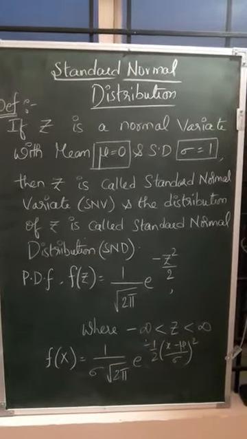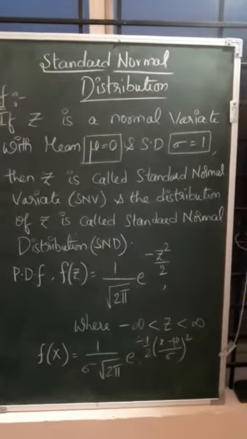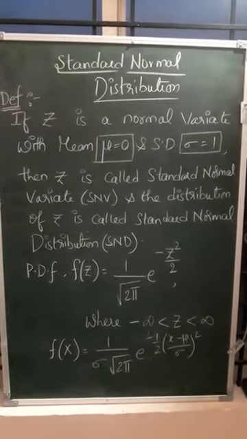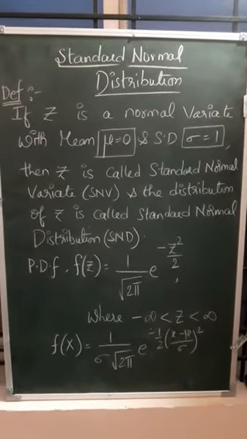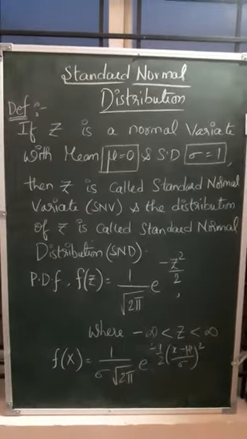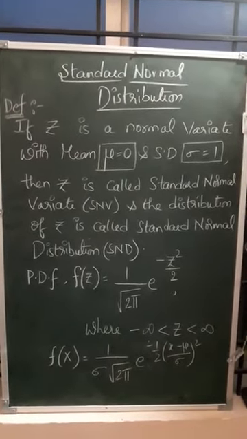Sigma 1 I substituted and mu 0 I have substituted. Finally x follows Z, it will become, fine, then you got it: f of Z equals 1 by root 2 pi e power of minus Z square by 2. How has it come? Fine. So this is the definition of standard normal variate.